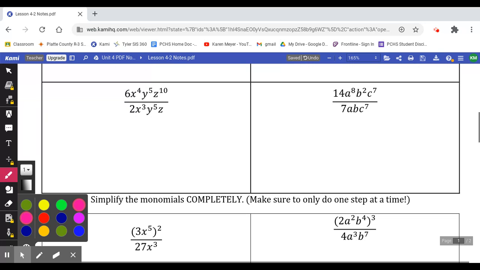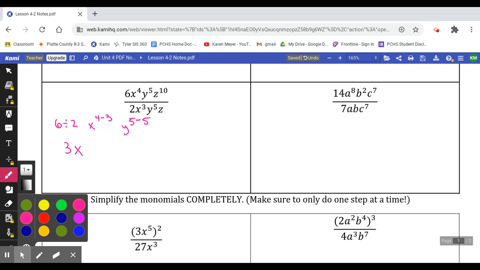So now let's also throw a coefficient in there. So on your coefficients, we're just going to divide those like normal. So what's 6 divided by 2? And you would say 3. For x's, subtract your exponents. So 4 minus 3 is x to the 1st, or just x. For y, you would have 5 minus 5, which would be y to the 0. y to the 0 means no y's, so don't even write down y at all. I'm just going to leave it out of the problem.